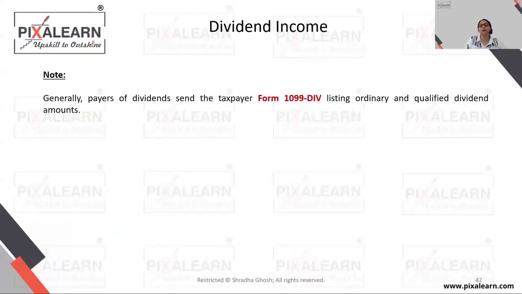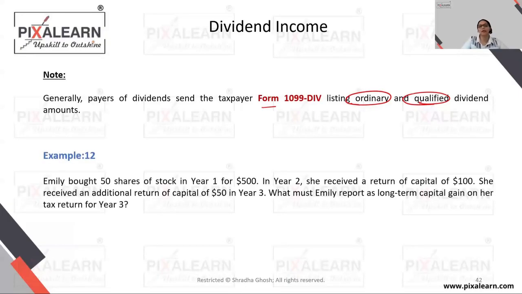Generally, the payers of dividends will send the taxpayer a copy of what they have paid, a Form 1099-DIV, listing how much is ordinary and how much is qualified. Okay, let's look at this question.